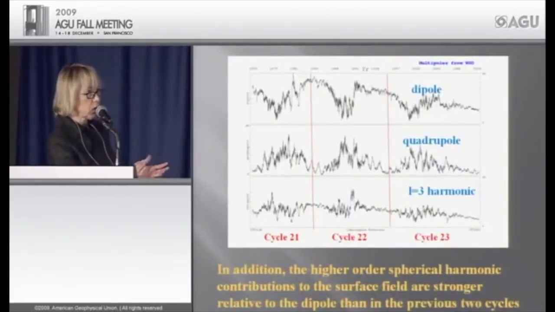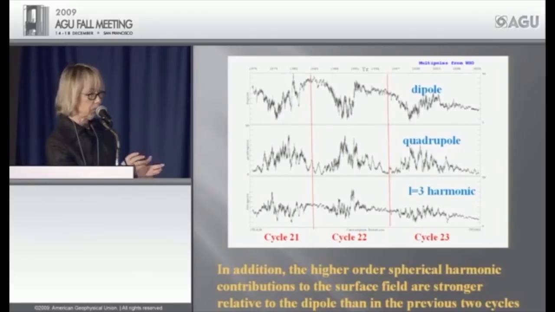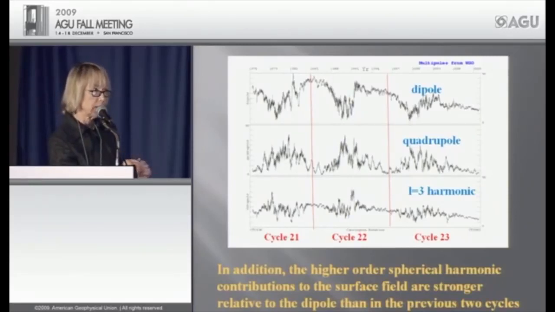And part of the story also is the multipolar content of the current field. The dipolar contribution of the three cycles is shown on the top, quadrupolar and higher order harmonics on the bottom. What is happening is that the dipolar contribution is decreased to a greater extent relative to the other higher order harmonics this cycle than in previous cycles. So we have a solar field whose largest scales are dominated by somewhat higher order terms than previously.